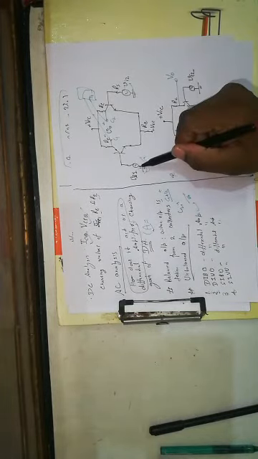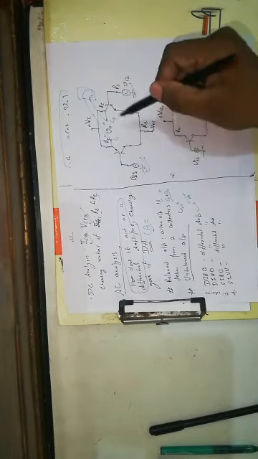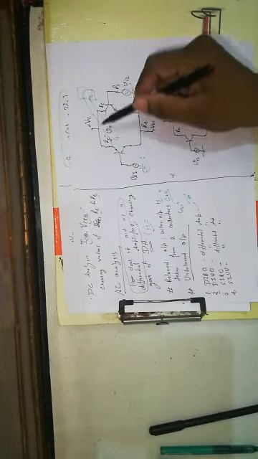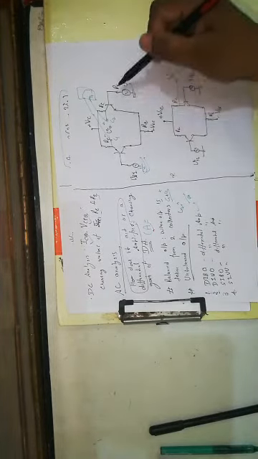How can we find it? Just by measurement. We apply some input here, and by the DC analysis we have already chosen RC and RE. For the AC analysis we short all the DC sources, apply just the AC sources, and measure the output. By dividing the output over the difference of the inputs, we can find the gain.